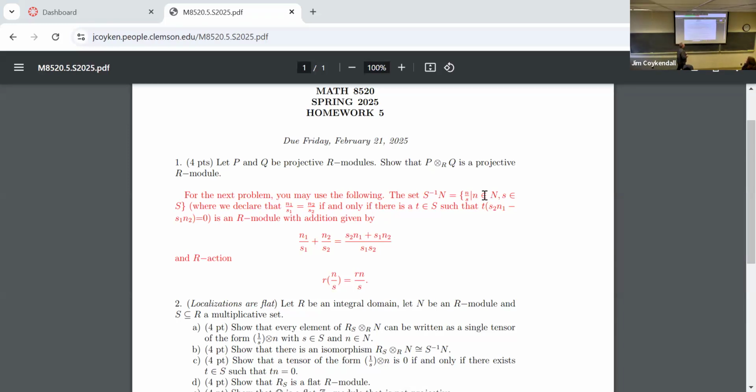All right, let's say a couple words about your next homework. Here, we will let P and Q be projective R modules. What I want you to do is show the tensor product of P and Q is projective. For the second one, you all had localization when you did 8510, right? This is sort of how you localize a module.